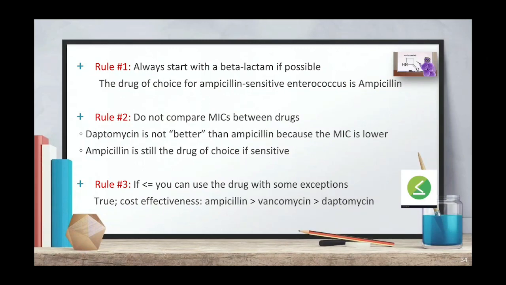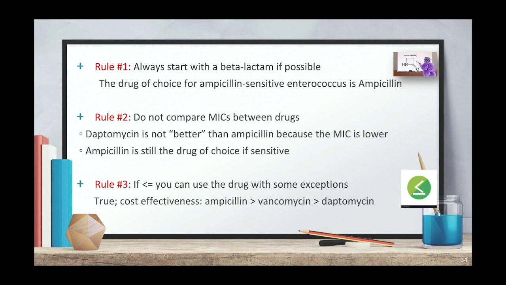Okay, let us see. Always start with a beta-lactam if possible. The drug of choice for ampicillin-sensitive Enterococcus is ampicillin. And rule 2. Do not compare MICs between drugs. Daptomycin is not better than ampicillin because the MIC is lower. Ampicillin is still the drug of choice if sensitive.